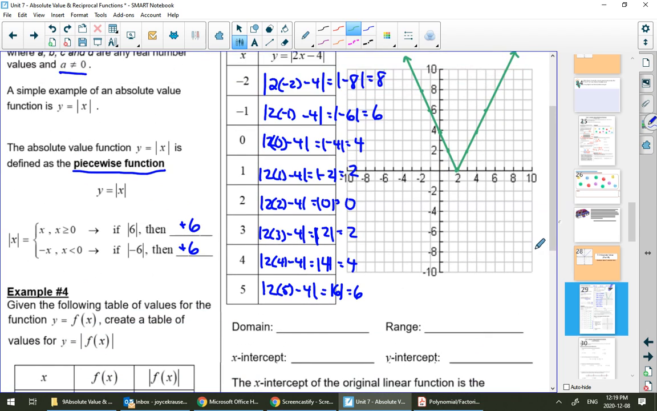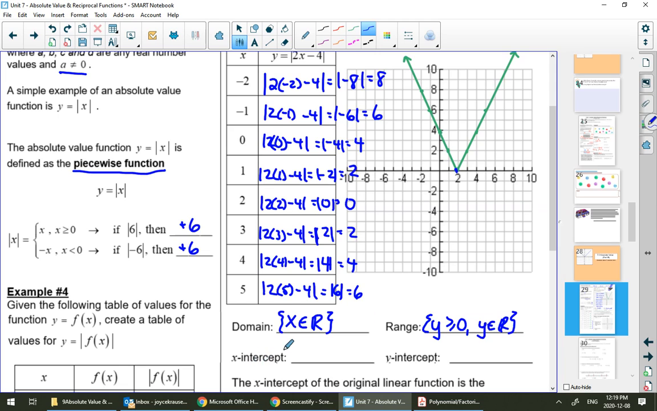First of all, we're asked for the domain. Well, the domain of this function is x is an element of reals, so x can be any number in the real number system. We look at range. All of our y values are greater than or equal to 0. So this point is included, so we make sure there is an equal to sign. y is greater than or equal to 0, and y is an element of reals.